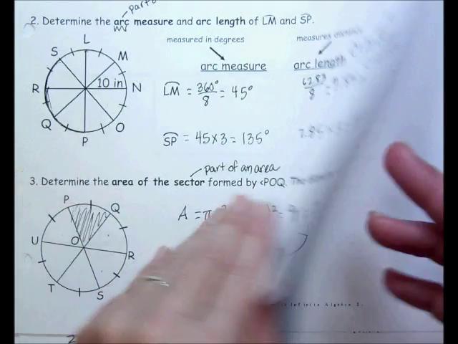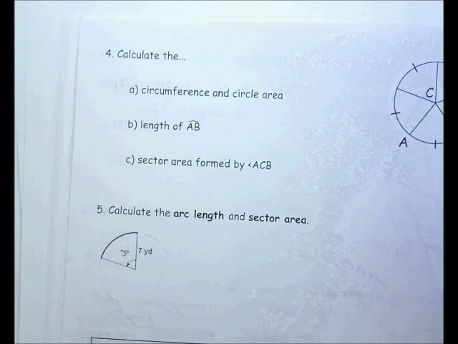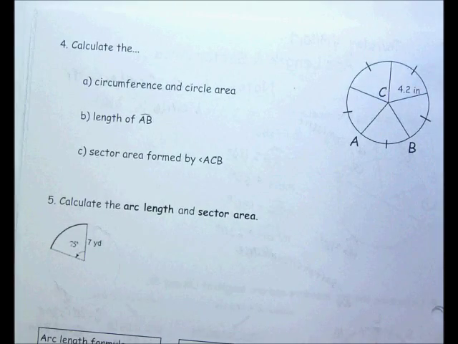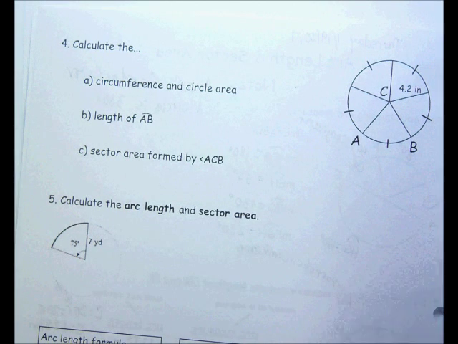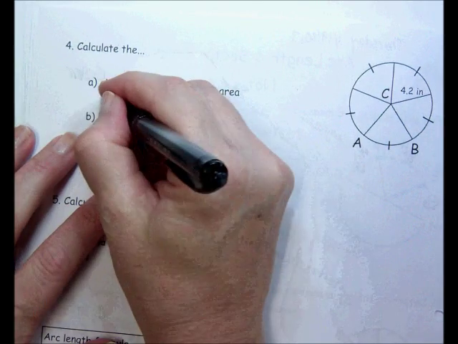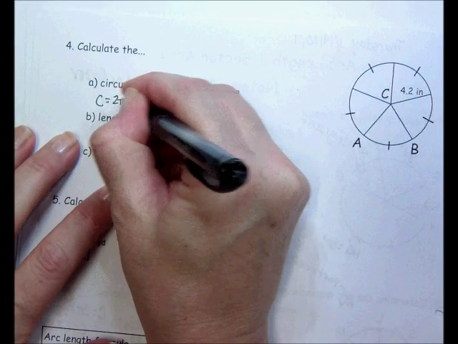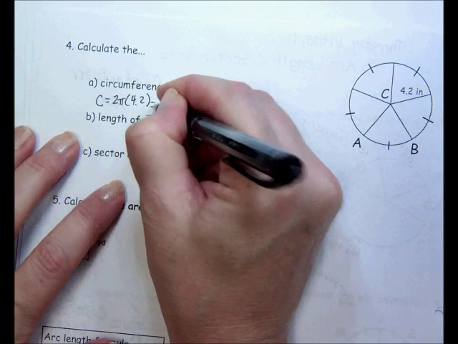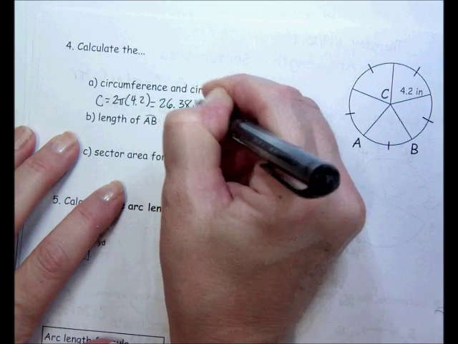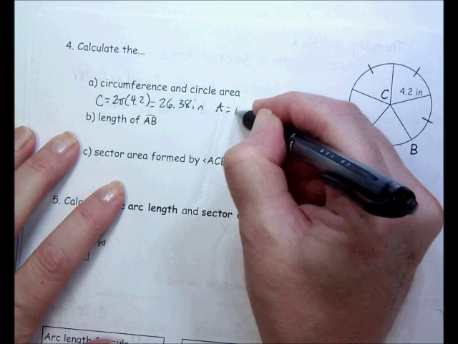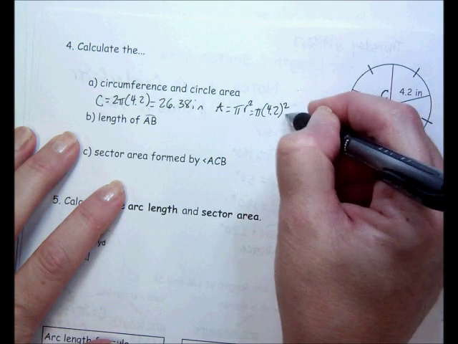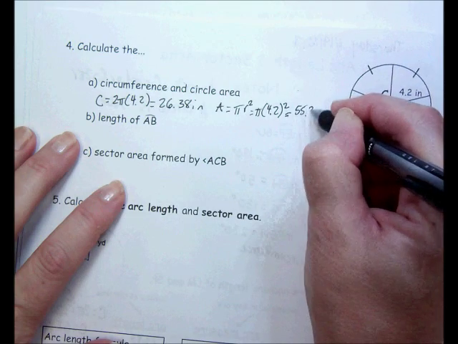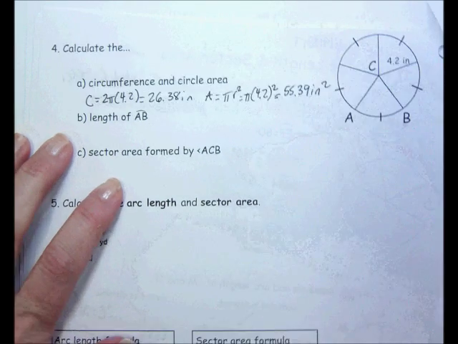Now, going to the second page, it wanted you to calculate the circumference and the area of the given circle. The radius is 4.2 inches, so all I do is plug it into the formula, and the circumference is equal to 2 pi times 4.2, and that's equal to 26.38 inches. And the area is equal to pi r squared, or pi times 4.2 squared, which is 55.39 inches squared.